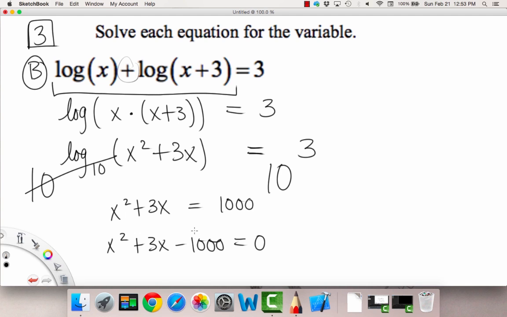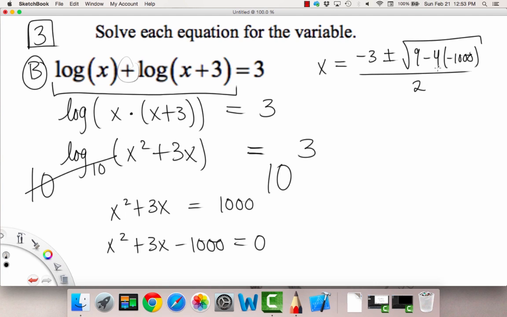So what we're going to have to do is plug it into the quadratic formula. Let's do that up here. x is equal to negative b, so that's negative 3, plus or minus the square root of b squared, so 9, minus 4 times a, which is 1, times c, negative 1,000, all over 2a, so that's 2 times 1. This can be simplified a little bit. So this is negative 3 plus or minus the square root of 4,009, all over 2.